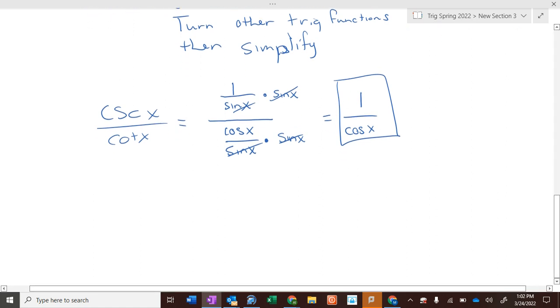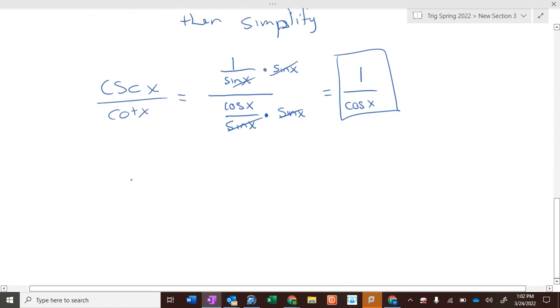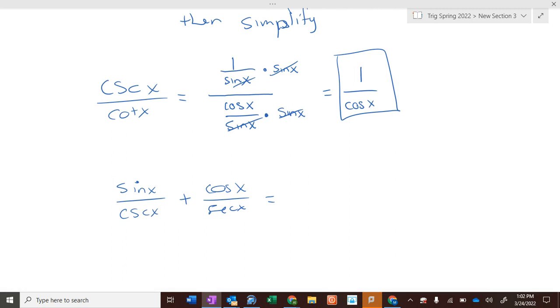All right. So let's say we have sine of x over cosecant of x plus cosine of x over secant of x. Okay? Is anything not written in terms of sines and cosines there? Well, yeah, I see a cosecant on the bottom of the first one. What is the same as cosecant?